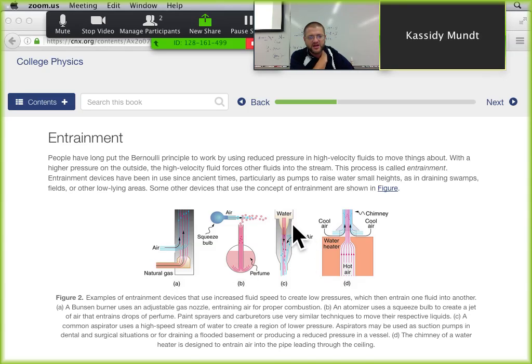In this case, you have water moving down very quickly and drawing air in. C, which is an aspirator. So these are used for creating vacuum pumps. And then this here is what you have at your water heater or your heater in your house. You have the hot air that's coming from inside the water heater or the heater itself, and it draws in air from the basement or in the house to drive it up the chimney.